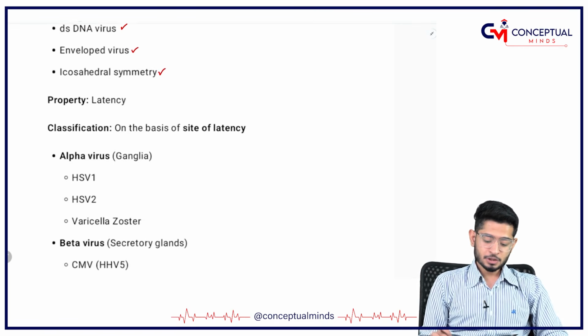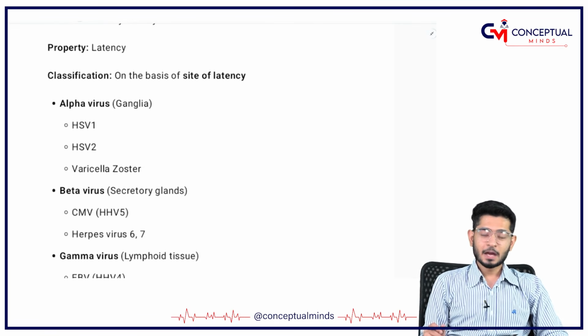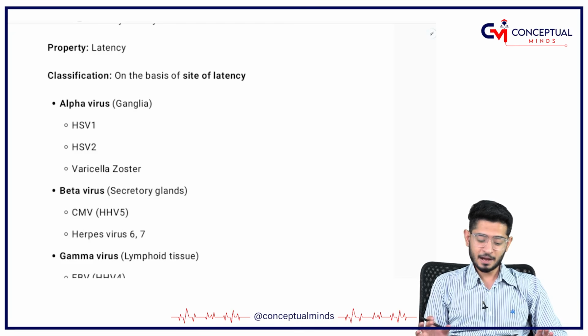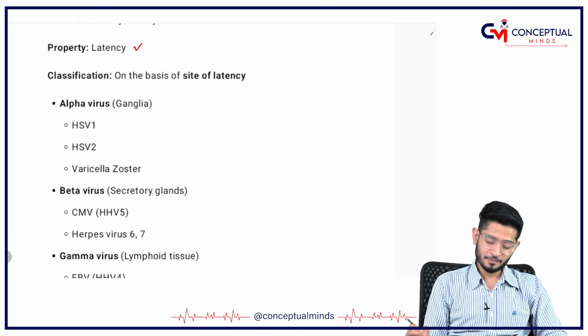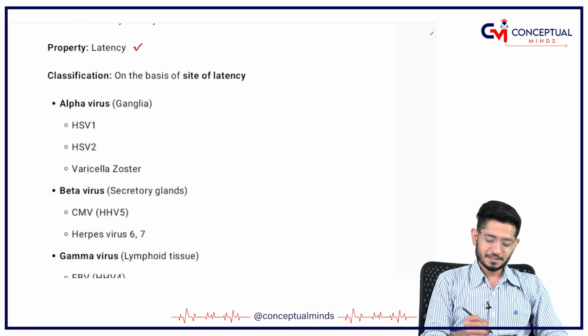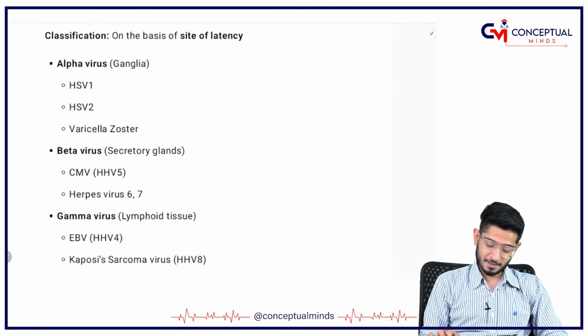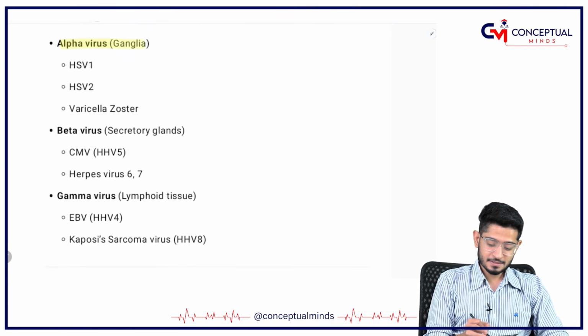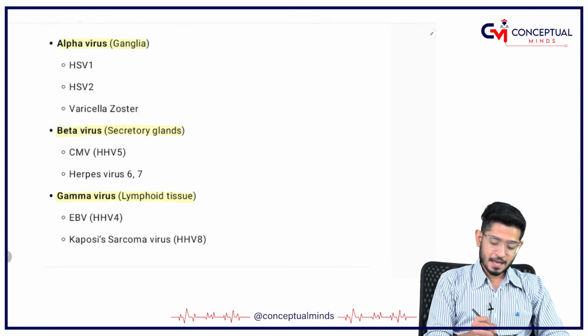There is a beautiful property of herpes: they are capable of hiding. They can hide wherever they want. Based on this property of hiding, they are divided into 3 parts named alpha viruses, beta viruses, and gamma viruses. So alpha viruses can hide in ganglia.